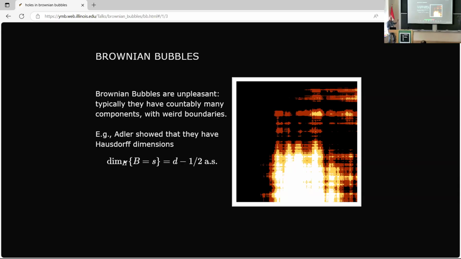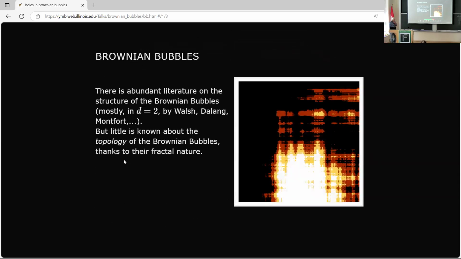And indeed, Robert Adler in his early work, before he wisely switched to smooth functions, studied those Brownian bubbles and proved that the boundaries are pretty fractal, right? They have Hausdorff dimension of d minus half if they're sitting in dimension d. Another effect you can see, obviously, there are some vertical and horizontal structures there, right? And we'll come to that. That's visually obvious, but we'll see why it is the case.